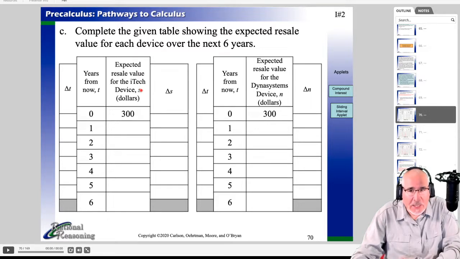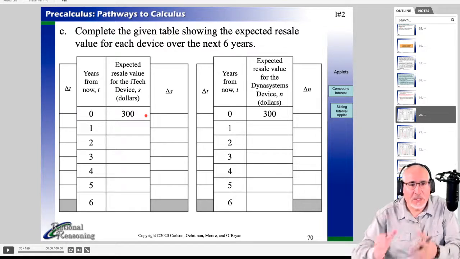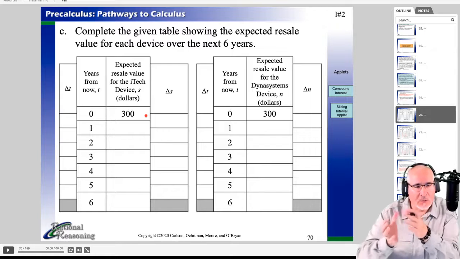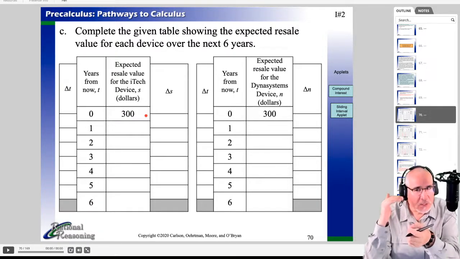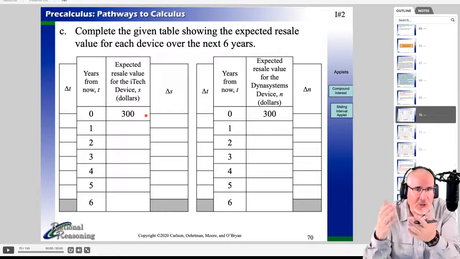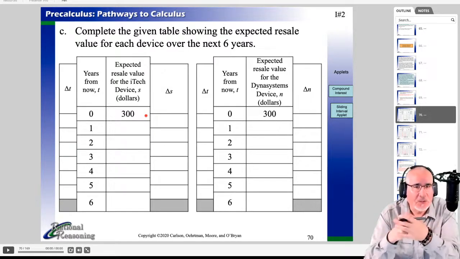So this was the iTech device that is going to drop in 30% of value. So we could actually multiply that by 70%, because think about it. You lose 30% means you retain 70%. And that's the key part of thinking exponentially. We're thinking 100% is no change. You get 100% back, you still have what you started. There's no change. It's not exponential, it's not linear, it's no change.